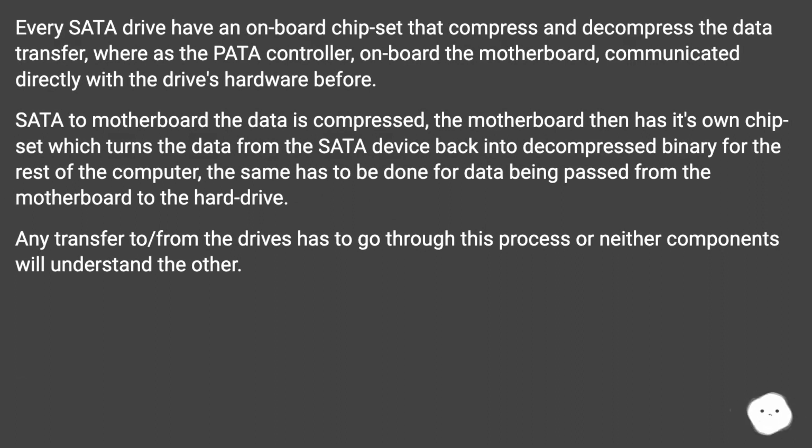Every SATA drive has an onboard chipset that compresses and decompresses the data transfer, whereas the PATA controller, onboard the motherboard, communicated directly with the drive's hardware before. SATA to motherboard, the data is compressed, the motherboard then has its own chipset which turns the data from the SATA device back into decompressed binary for the rest of the computer. The same has to be done for data being passed from the motherboard to the hard drive. Any transfer to and from the drives has to go through this process or neither component will understand the other.